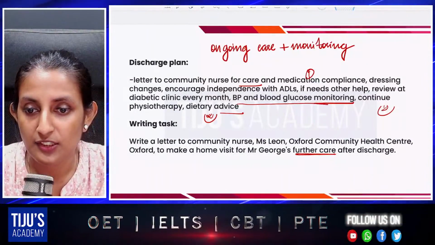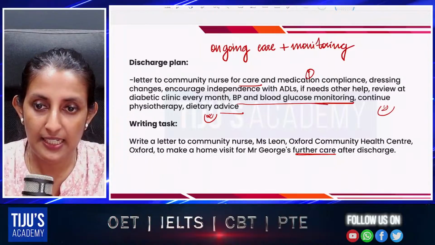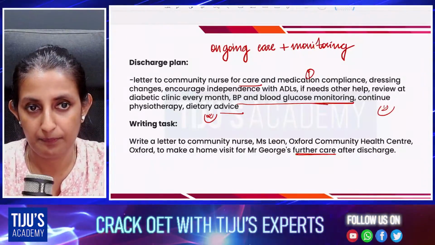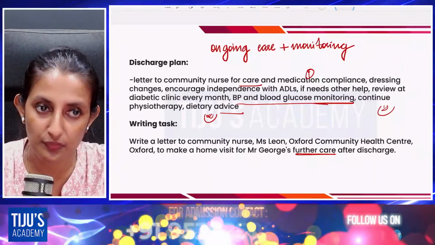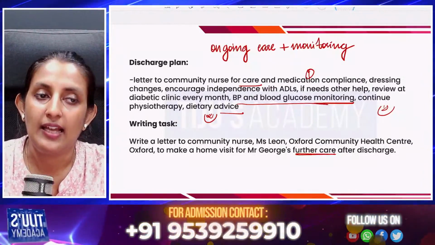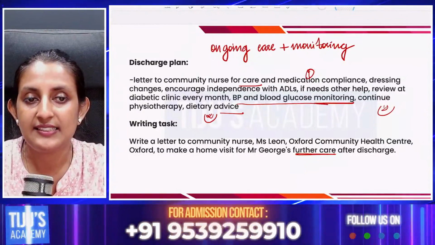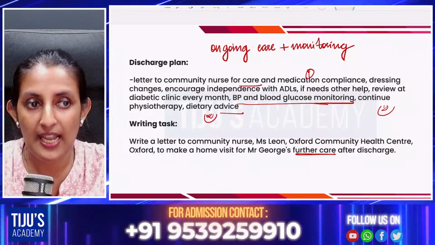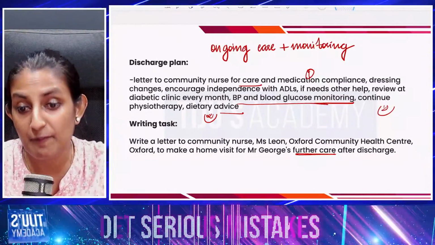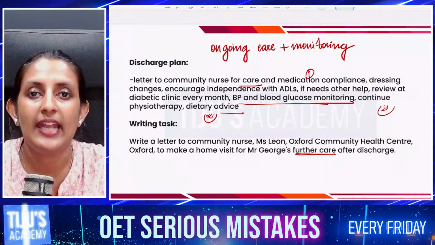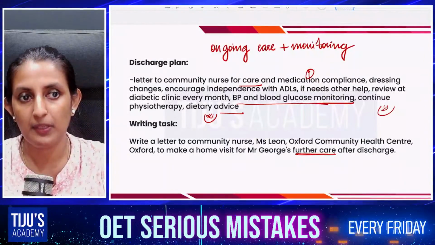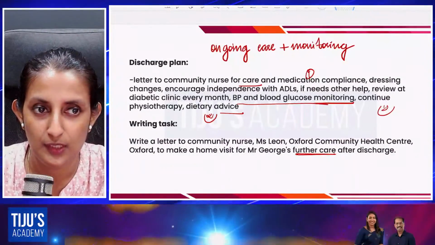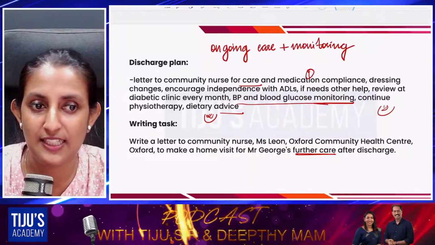Fourth one, please encourage him to be independent with activities of daily living. ADLs means activities of daily living. Yes, ADL means activities of daily living. Please encourage him to be independent with ADLs, activities of daily living. And last one, please note, he has diabetic clinic review. He has review at diabetic clinic every month. So we don't say he has a review, we say he has review at diabetic clinic every month, because the review is every month. So this is how we can write the discharge plan also.